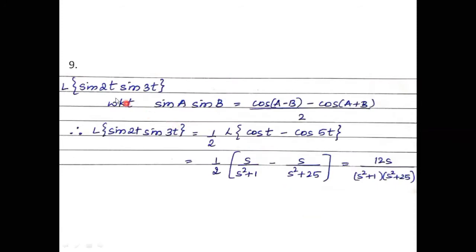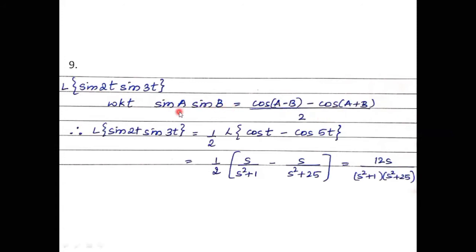Next problem. So I have taken all types of problems, when it is given like this, how to solve. So when it is sine 2t into sine 3t, you will be using this formula for sine a sine b. Also, if you get cos a cos b, you can solve, and for sine a cos b or cos a sine b, you will be using this formula. The sine a sine b formula is cos of a minus b minus cos of a plus b, divided by 2.